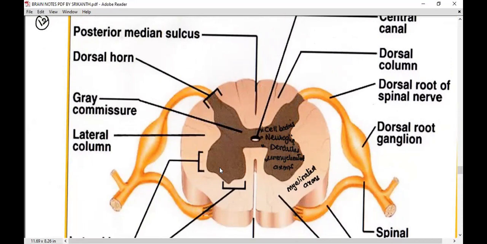So what can be seen here? Only cell bodies are seen. If present, unmyelinated axons can be expected. Like this, a neuron will come from here, a cyton, then here the axon is traveling like this. So this is the area.